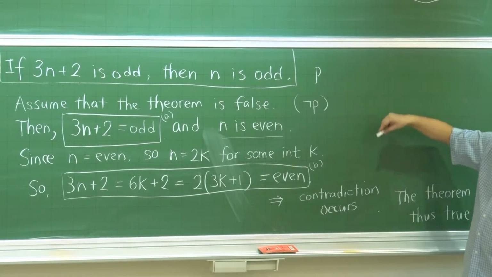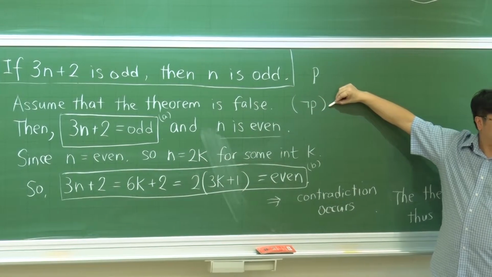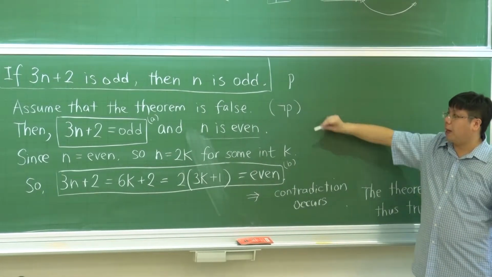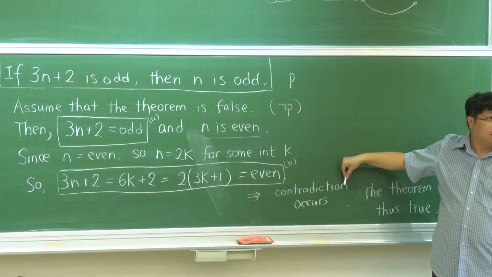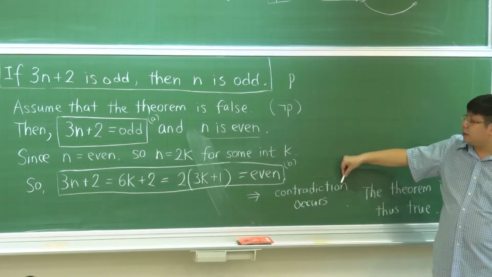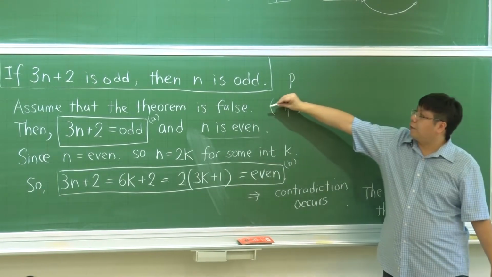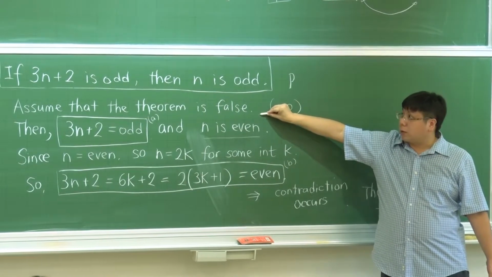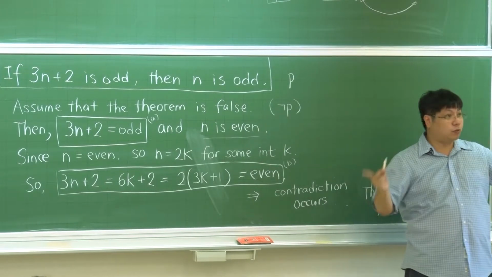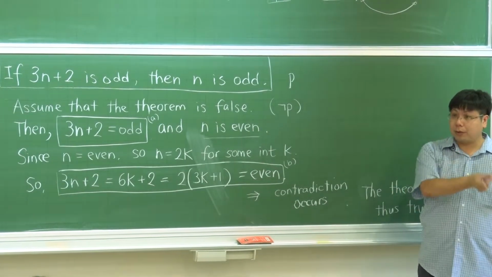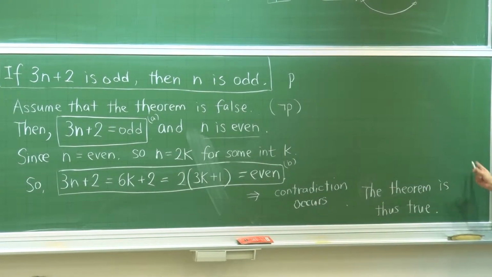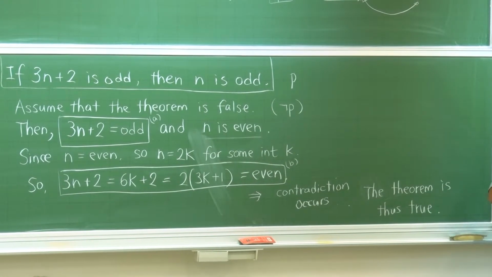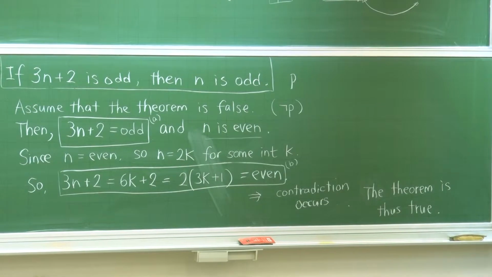Okay, so let me briefly review again. We start with not P, and then we get a contradiction. Not P implies a contradiction only occurs when the first assumption has to be wrong. So if the first assumption is wrong, that means that the theorem is false is wrong. It means that the theorem originally has to be correct. Is that okay?